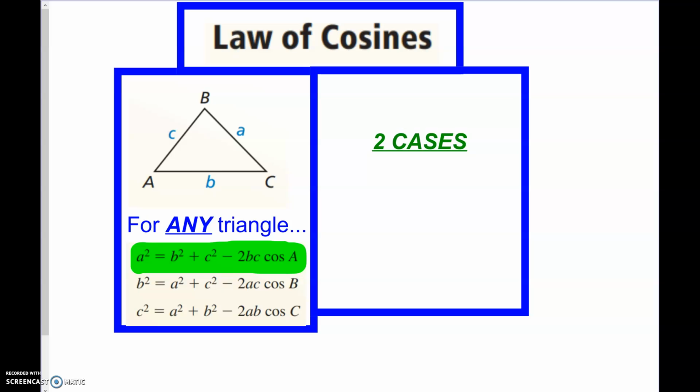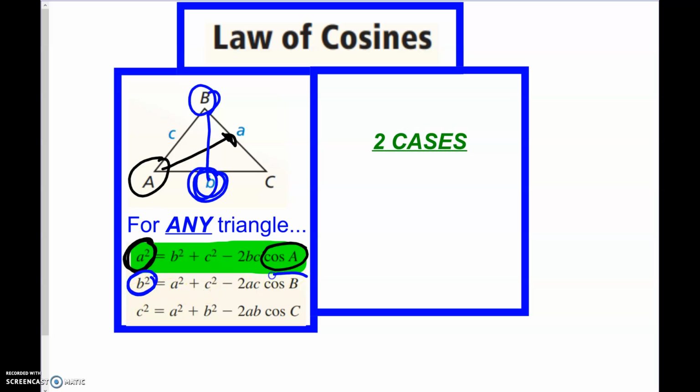Now, basically, all three of these formulas are exactly the same. The big thing you just need to remember is the bookends, I call them. So a squared and the cosine of A are on opposite sides. So when we're doing the cosine of A, then a squared is opposite of it. So those are the two bookends. Now, if we're looking for B, you can see that b squared is by itself, and then cosine of B is on the other end.